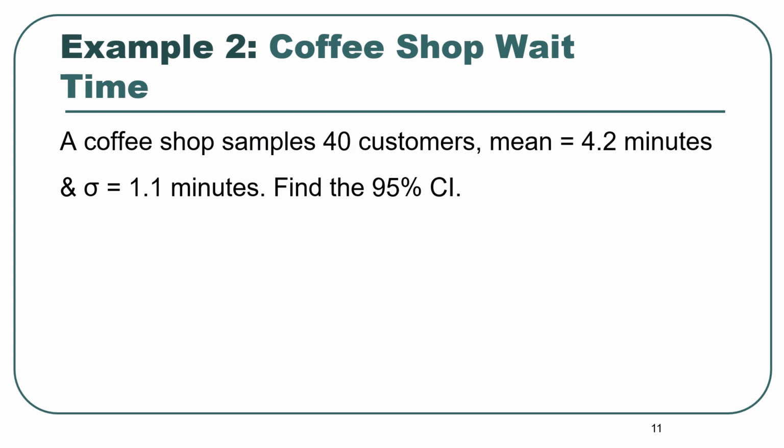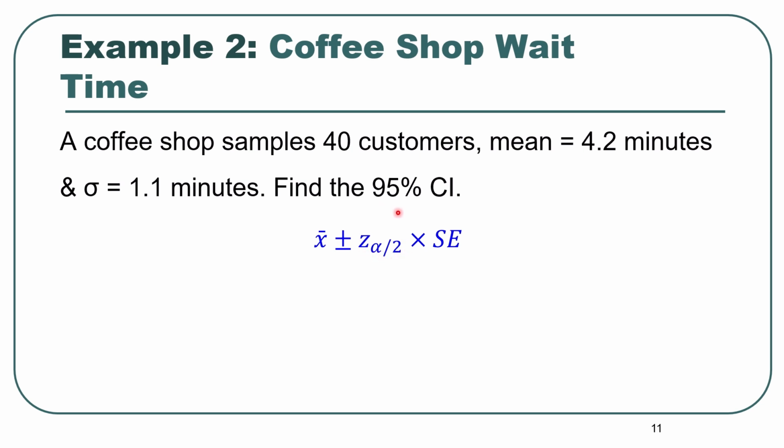Here's a simple example. We now want to estimate the average wait time for customers in a coffee shop. We have here n equal to 40 customers, a mean equal to 4.2, and that is sigma. Find the 95% confidence interval. How can we get it? The rule is again estimator plus and minus the margin of error. So we need to find SE and get that Z alpha over 2.